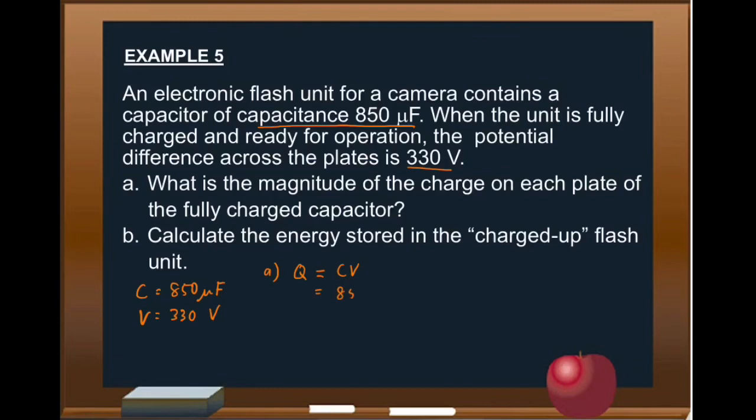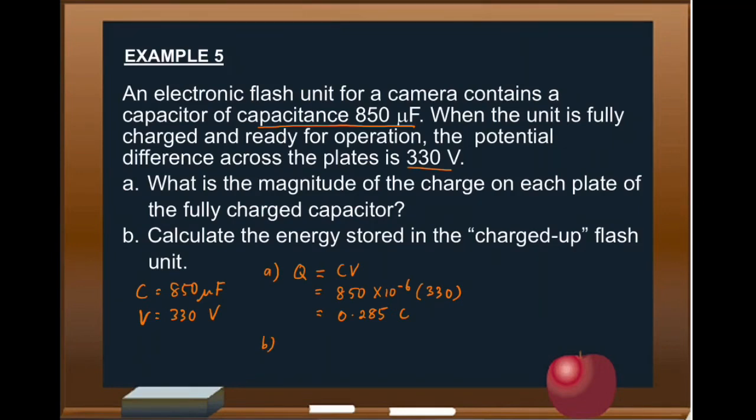And then you have the values of C and V, so just substitute in those values. So 850 times 10 to the power of negative 6 because 850 micro. And then times 330 and you will get Q is equal to 0.285 coulomb.